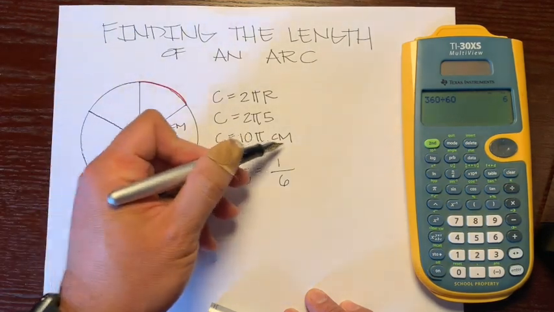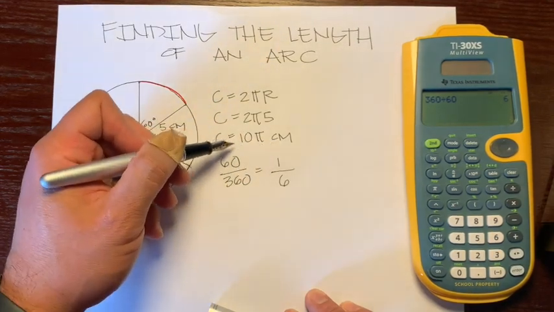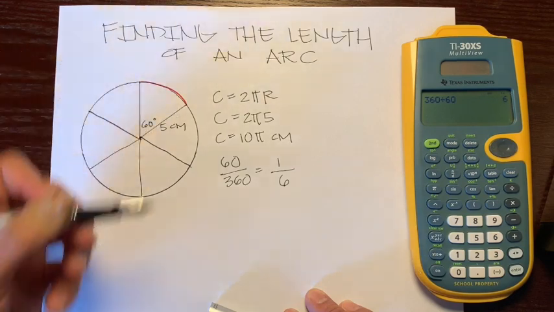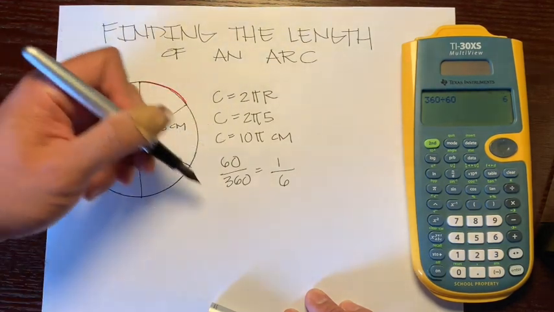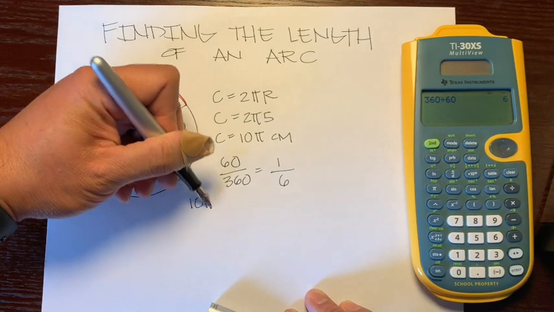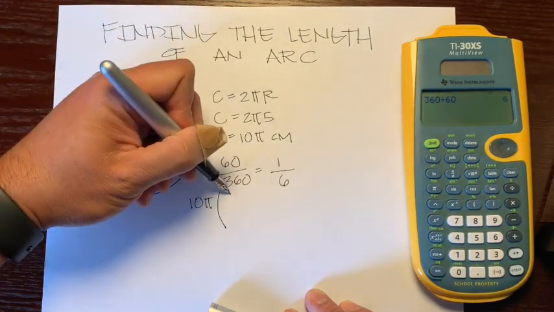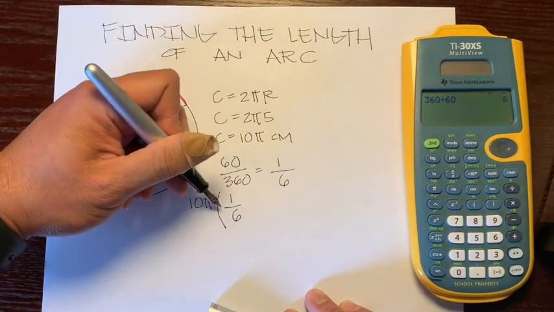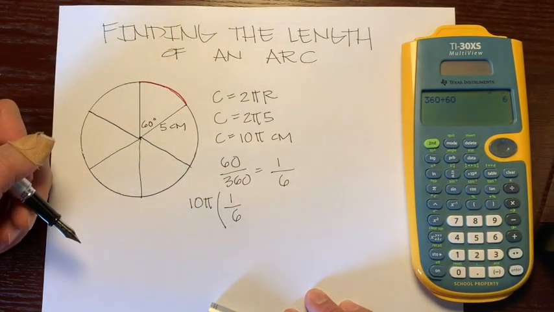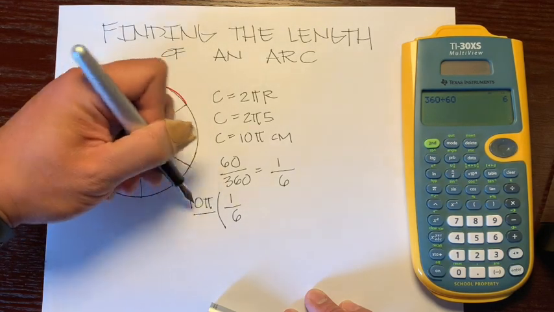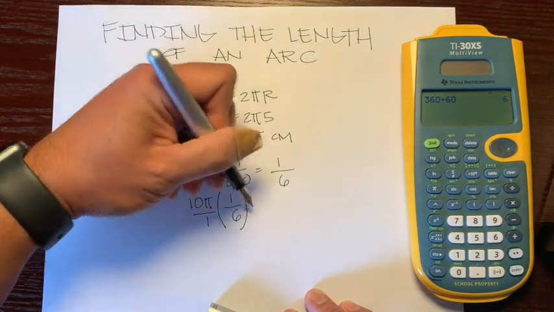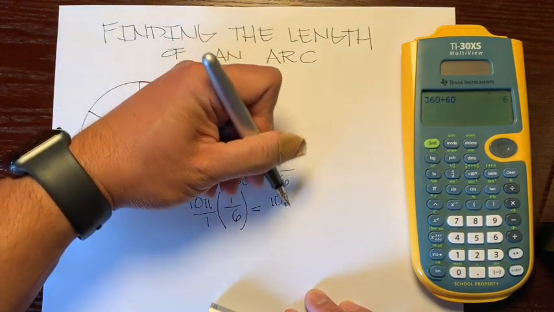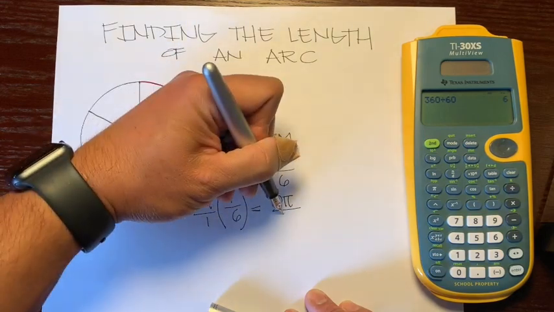So we have the entire circumference, which is 10 pi around, but we only need 1/6 of that. So what we're going to do is take the entire circumference, which is 10 pi, and multiply it by 1/6, because we only need 1/6 of it. To make things easier, what's the invisible number under any number? 1, so we'll put it under the 10 pi, and we'll just multiply it across. 10 pi times 1 is 10 pi. 1 times 6 is 6.